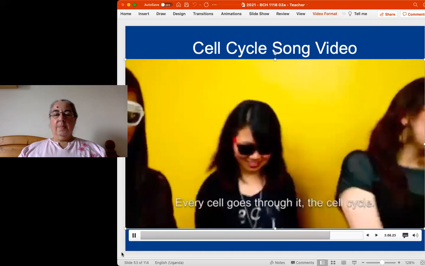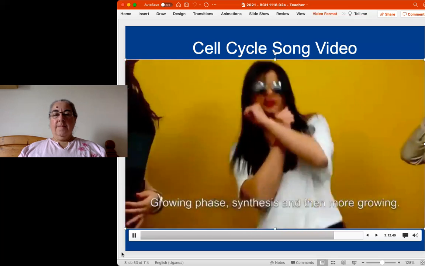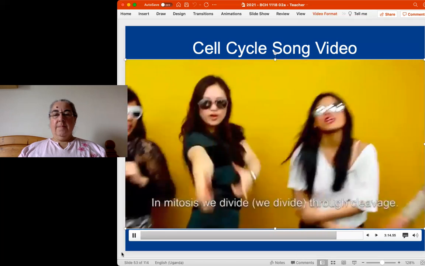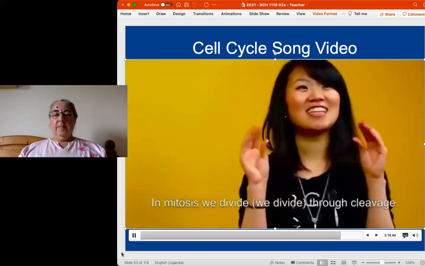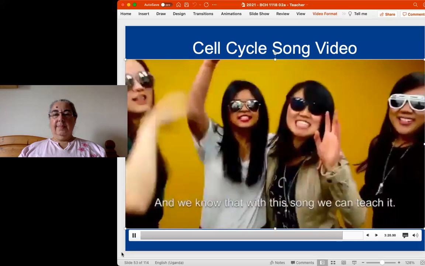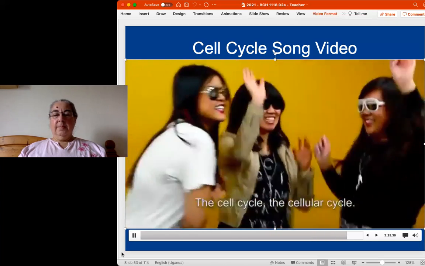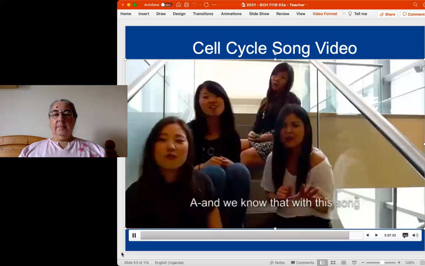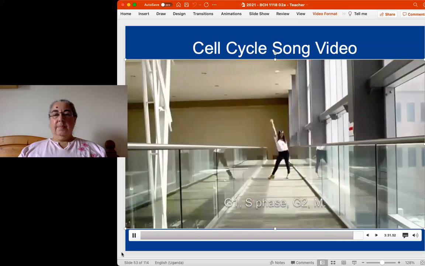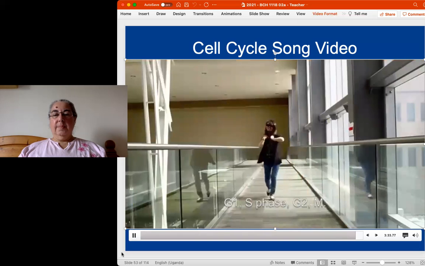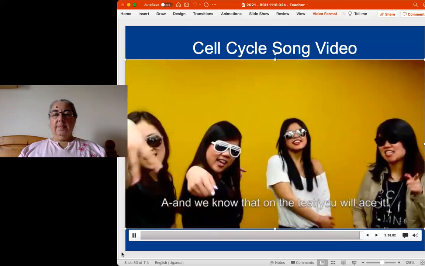Every cell goes through it, the cell cycle. Growing phase, synthesis, and then more growing. In mitosis, we divide through cleavage. And we know that with this song, we can teach it. The cell cycle, the cellular cycle. And we know that with this song, you have learned it. G1S phase, G2M. And we know that on the test, you will ace it.